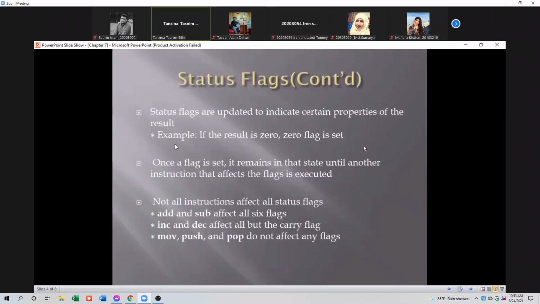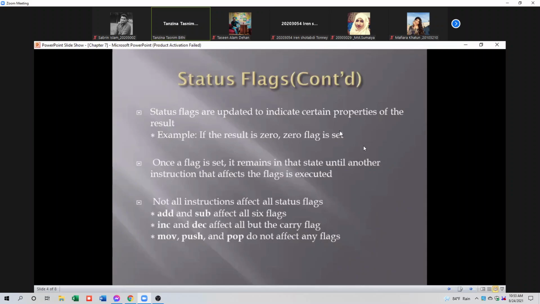Status flags are updated to indicate certain properties of the result. One example is if the result is 0, the zero flag is set. This status flag register can have 2 values, 0 and 1. When the value of any flag register is 1, that means it's in the set state. Or after any operation, based on the result, if we change the status flag's value to 0, we can say that the value is in the cleared state.